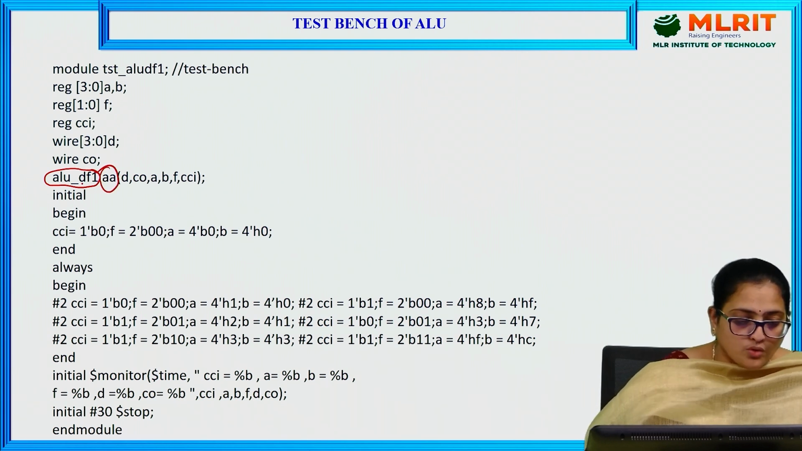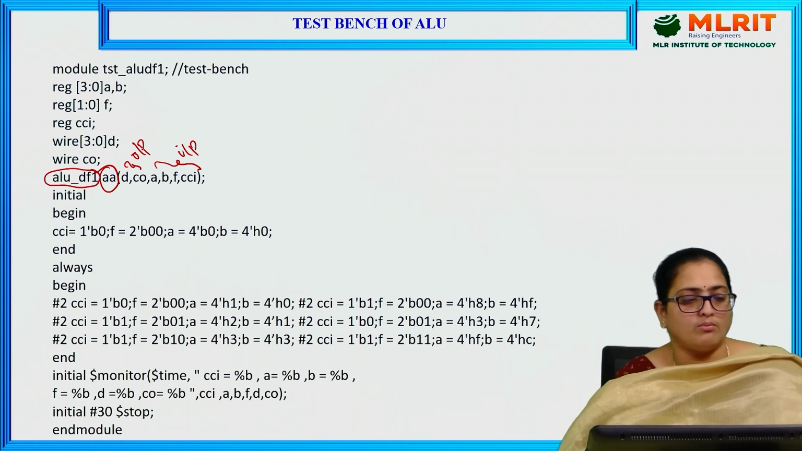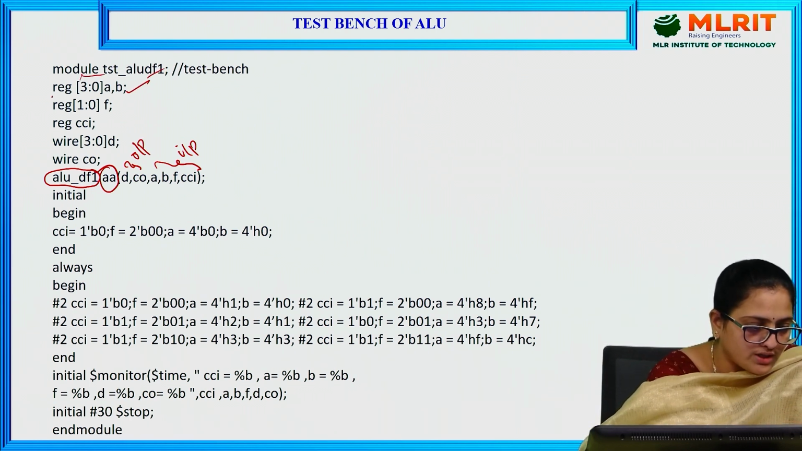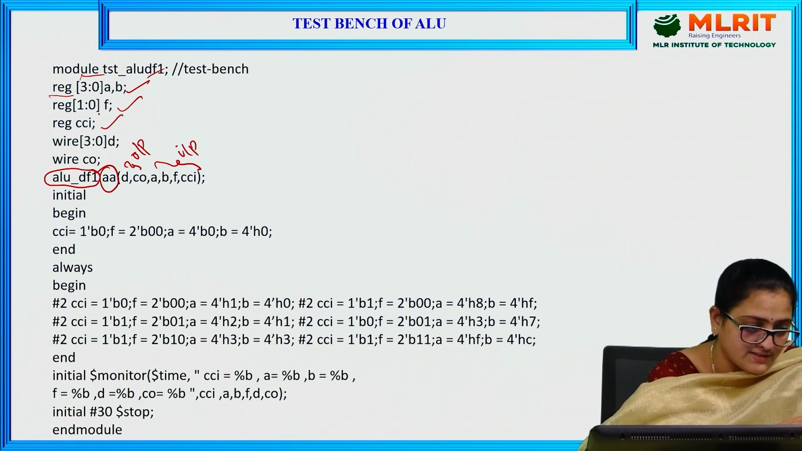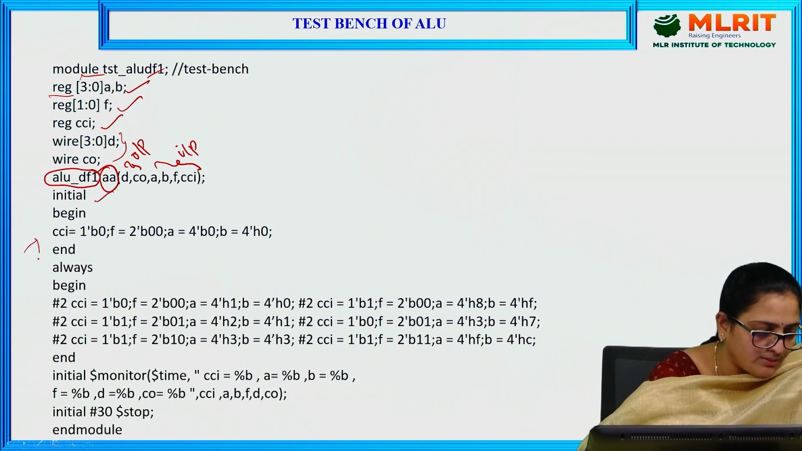And for the ports, first we have declared outputs, then we have declared the inputs. The same order we have to follow. So in the module, inputs are declared with the keyword reg: 4-bit vectors A and B, a 2-bit vector F, and reg CIN, that is carry in, and outputs are declared with the keyword wire.